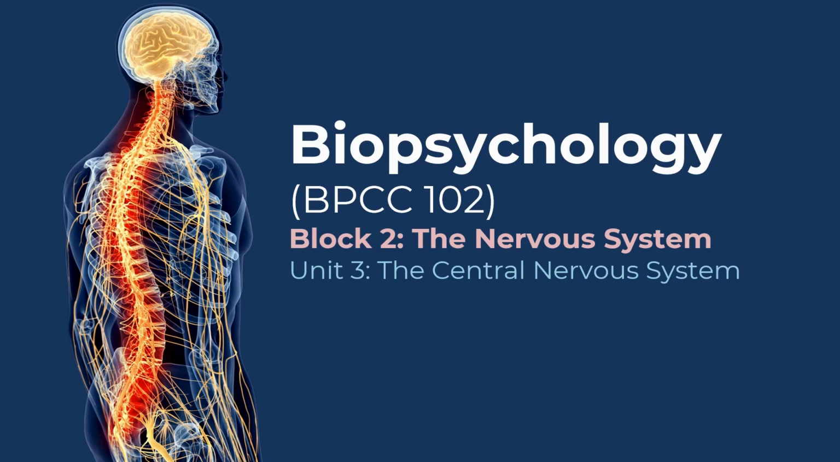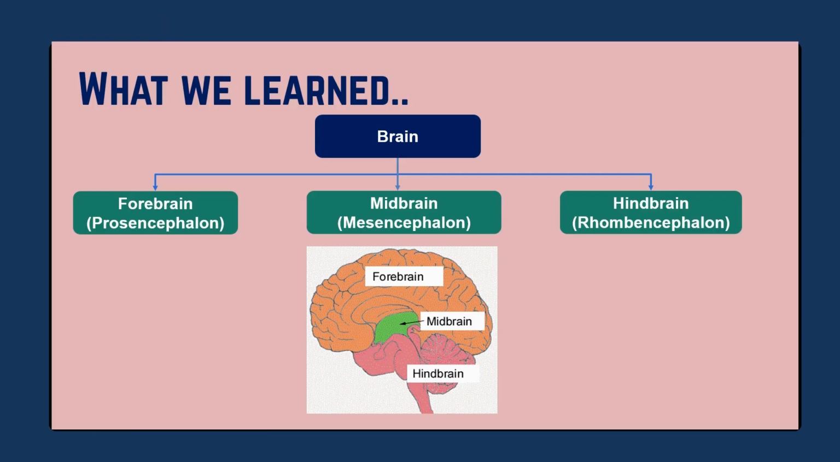In this video, we are studying biopsychology, which is BPCC 102. It's an important core subject for BA Honours Psychology students, and here we continue with Block 2, which is all about our nervous system, and we continue our study of the central nervous system. Alright, so we have completed our study about the forebrain, right? We have also studied the midbrain. What is left? The hindbrain.